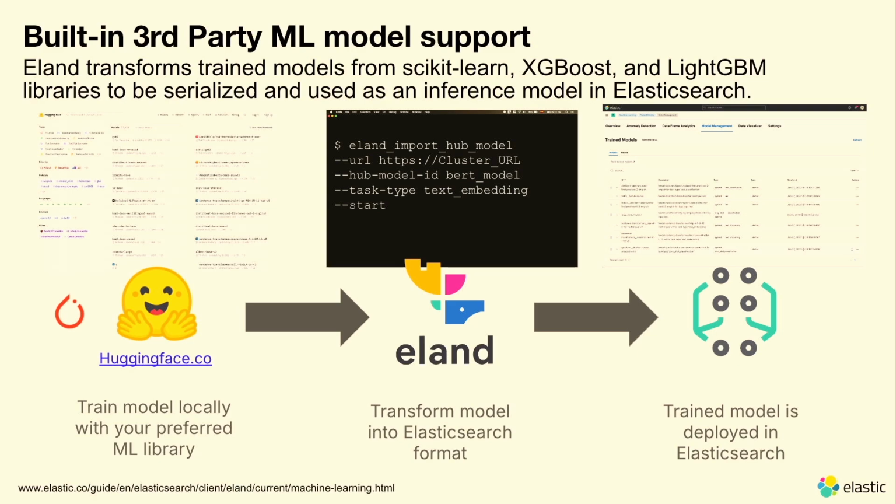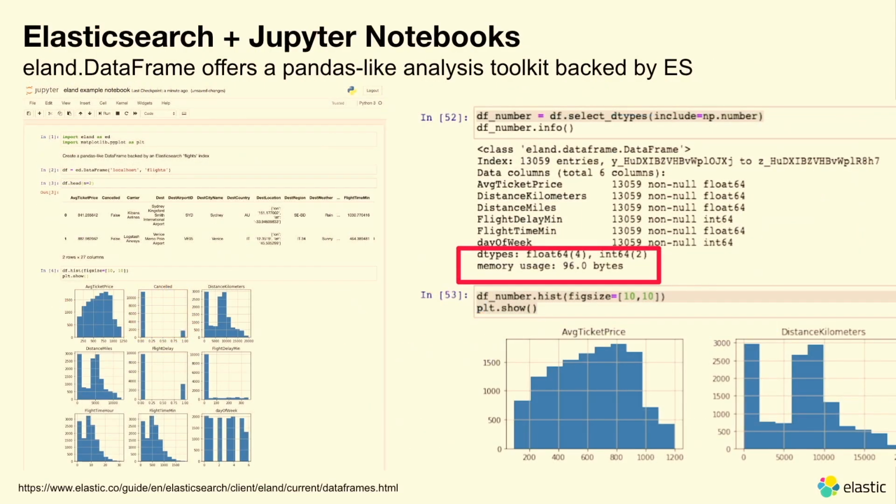So this can either be models you train yourself, or you can also take some from Hugging Face, where you have a library of existing models. The second use case of Eland is that it has an API that's very similar to Pandas.